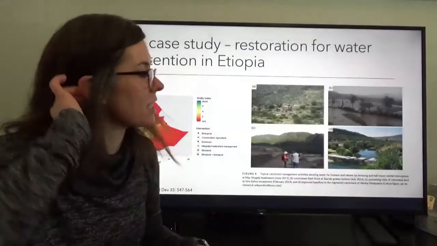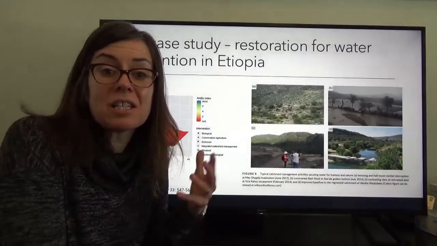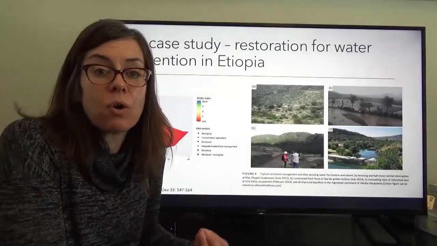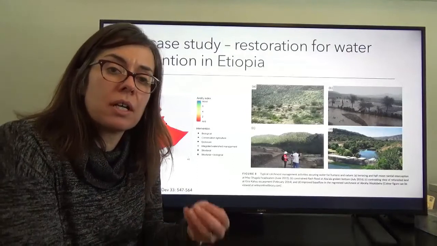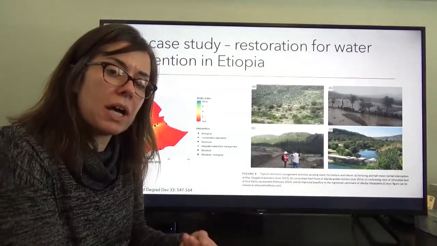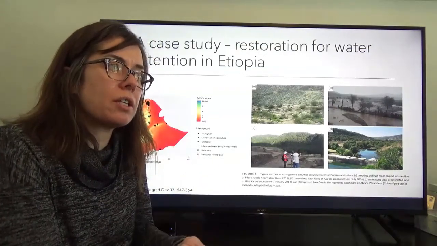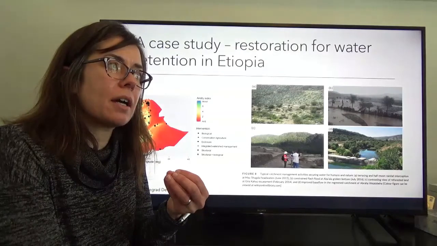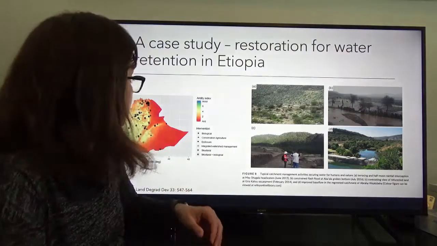And just a little case study to highlight how effective this can be and how it's already underway. There's lots of hope that we can use human ingenuity and rely on nature to support improved conditions for people worldwide, improved livelihoods, while also moving toward greater climate and planetary health.